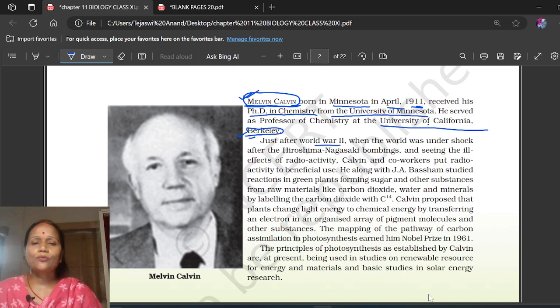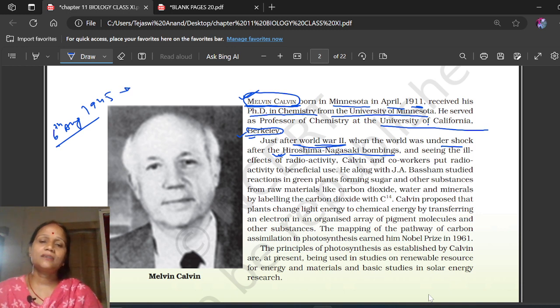Just after World War II, the whole world was under shock from the Hiroshima and Nagasaki bombings. I think you must know about 6th August 1945, which is a very bad day in the history of Japan, when the atom bomb was dropped on Hiroshima, and then after 2 days on Nagasaki also. So it was the ill effect of radioactivity that was seen.